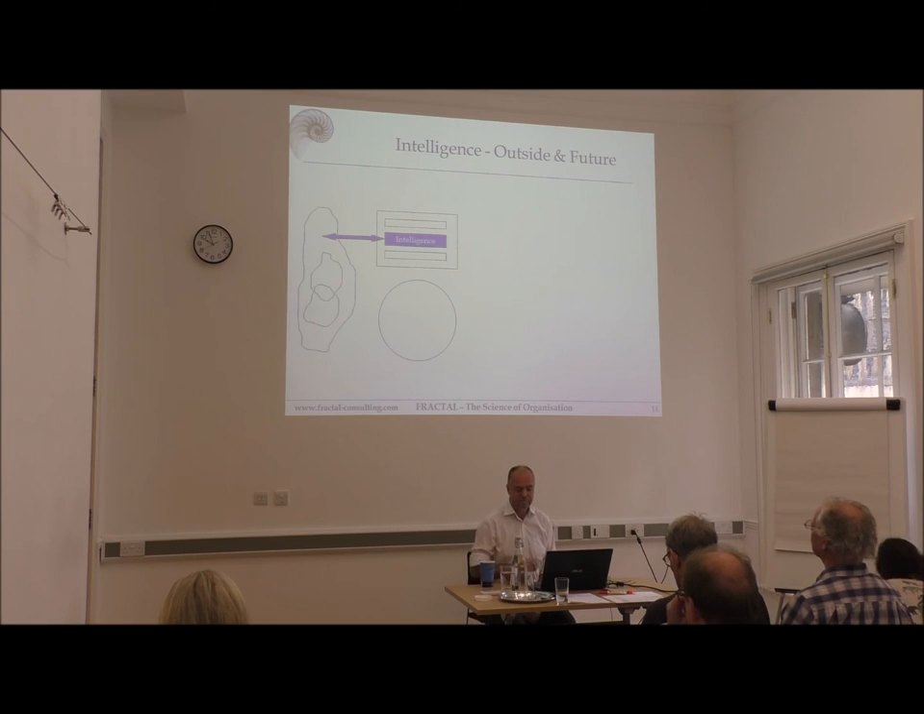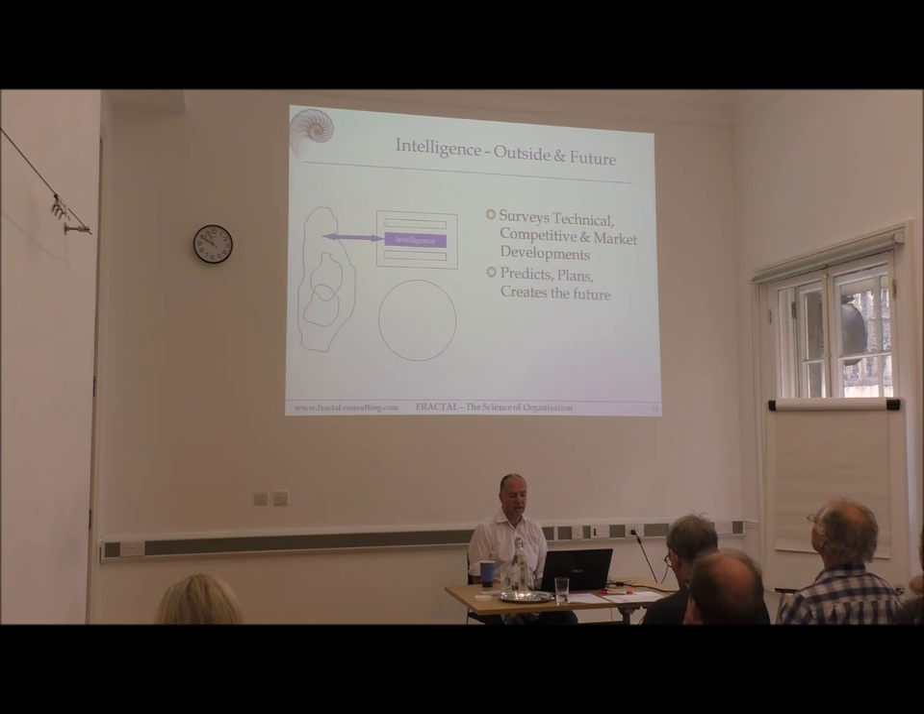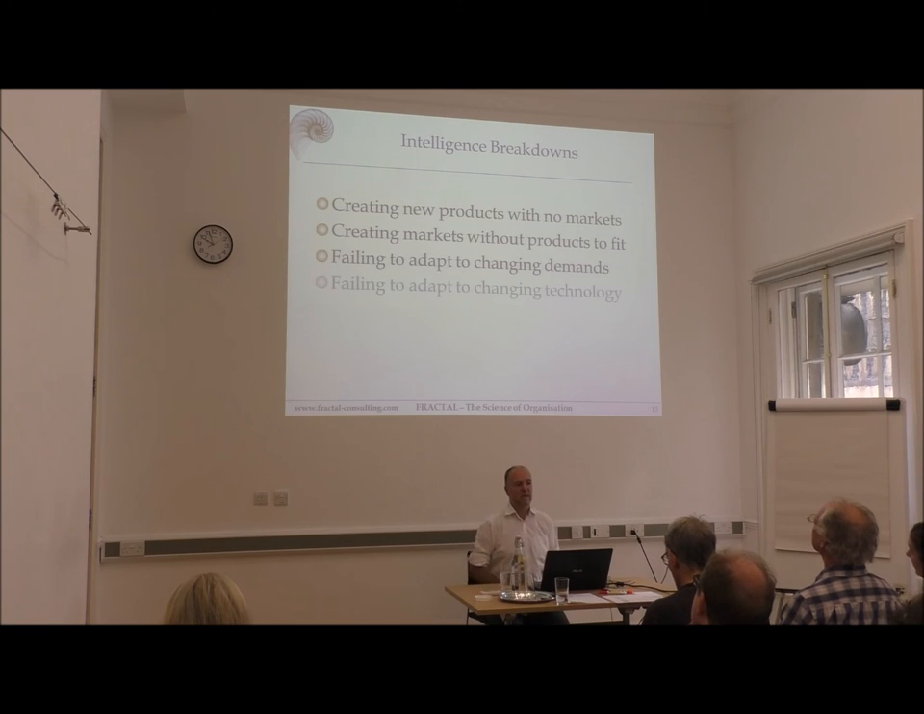And then we've got a chunk of management which is to do with looking outside and into the future. So out into the environment, squiggly bit on the left-hand side. So this is about surveying the market situation, predicting, planning, creating future R&D, strategic risk. And again, organisations are often vanishingly bad at this. So again, you get a classic set of symptoms when this isn't in place or working.